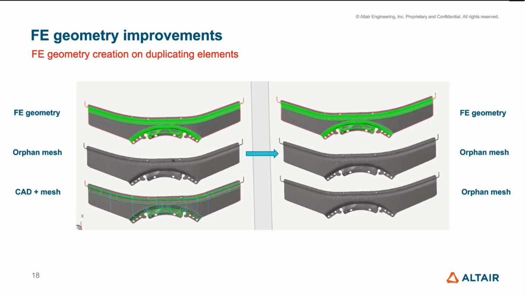But if the input is CAD plus mesh and we are duplicating elements that are associated to CAD, now we have an option whether to create orphan mesh or FE geometry. By default, we create orphan mesh.